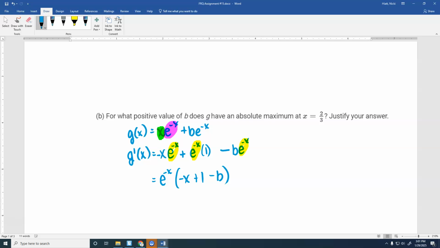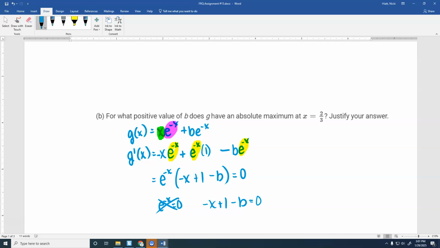So this is our derivative. Once we get our derivative, if we're thinking about maximums or minimums, we have to set this equal to 0. Is e to the negative x ever going to equal 0? It will not. E to any power is just always going to be positive. But negative x plus 1 minus b equals 0.